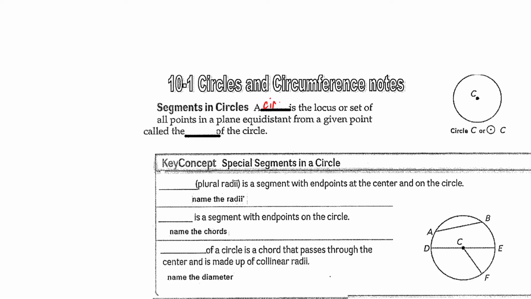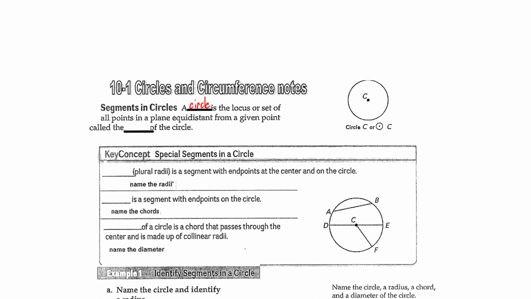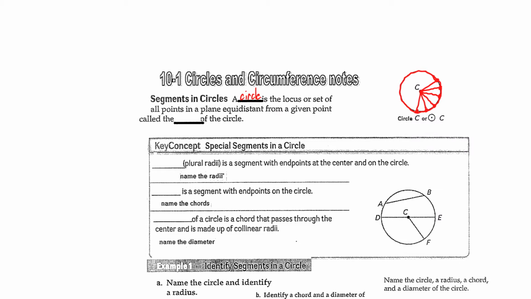Okay, so a circle is a locus or set of all points in a plane that's equidistant from a given point. So if you have some given point like C here, and you measure out some distance from there, and then keep measuring out that same distance over and over again, you get a collection of these points, then you create a circle. So it's a locus or set of points equidistant from a given point called the center of the circle. Okay, center of the circle.